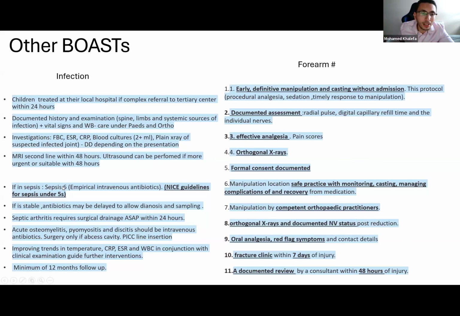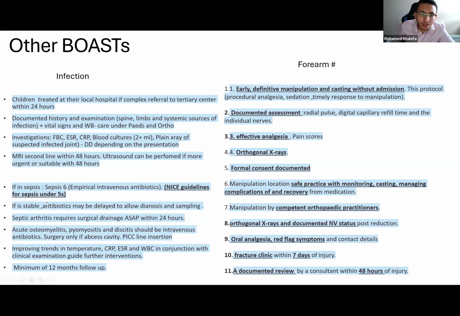Again, if sepsis, don't forget Sepsis 6. And there are also NICE guidelines for sepsis under 5, so you can look at those for what to do. Once you take your samples, you can give empirical IV antibiotics. If the patient is stable, again, he's got a limp, maybe a high CRP, but no fever, and is not unwell, with normal vital signs, you can leave antibiotics till you find out what's going on.